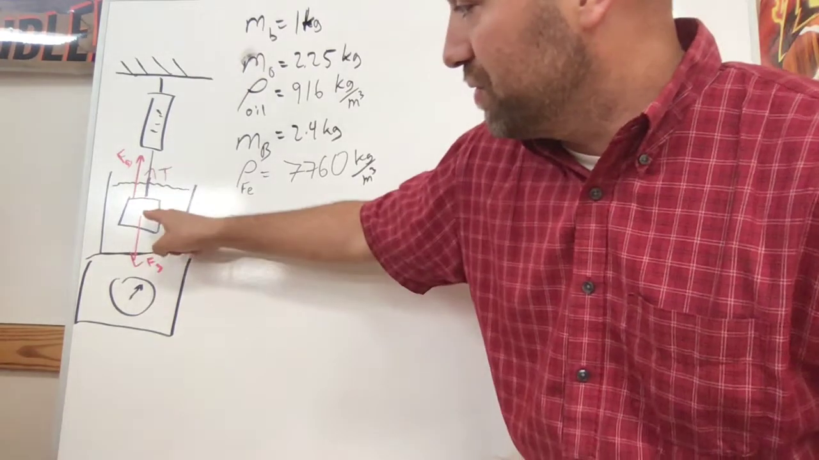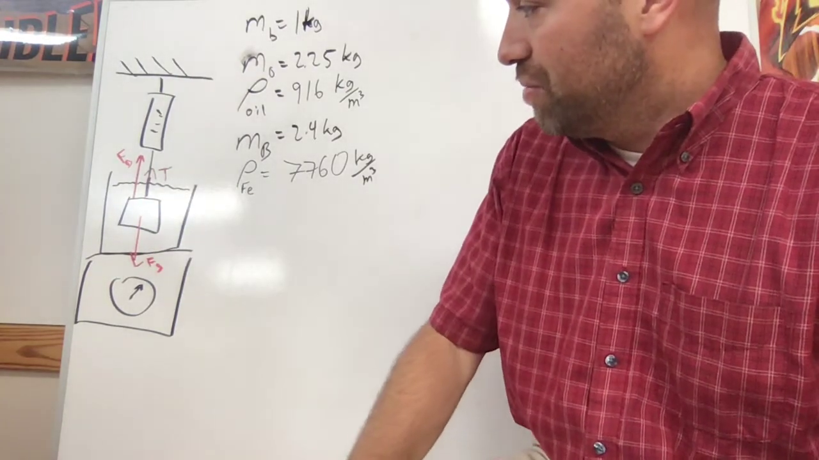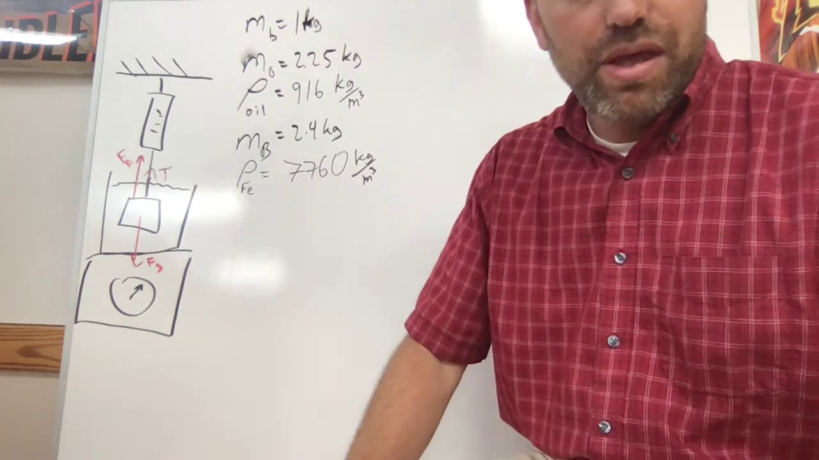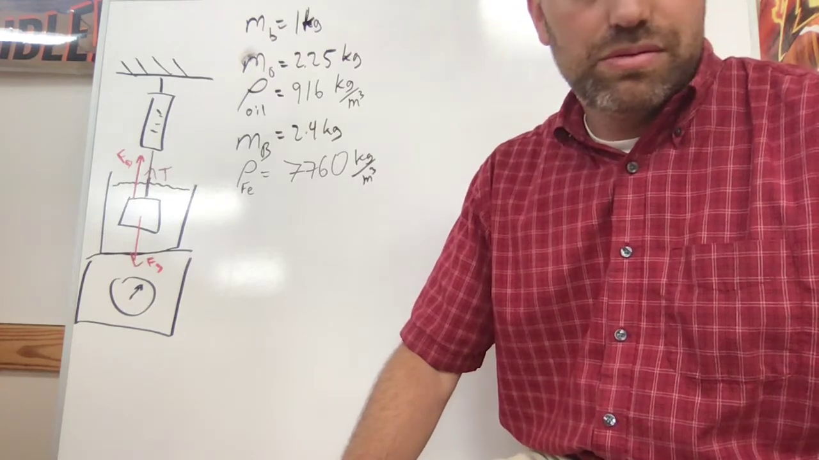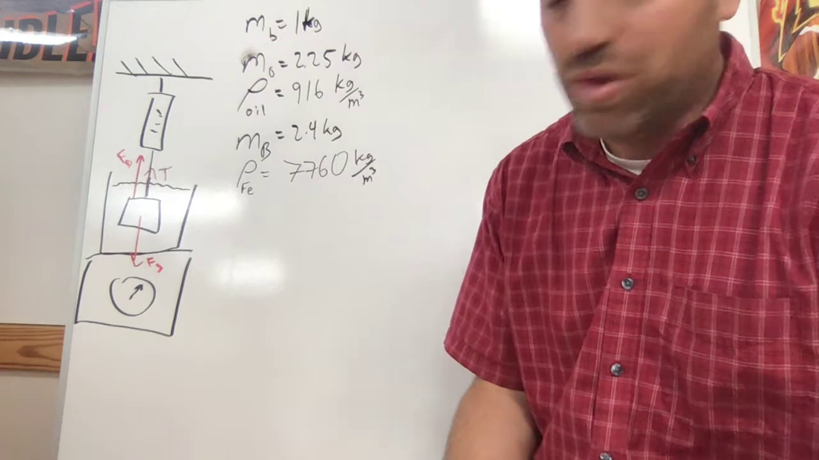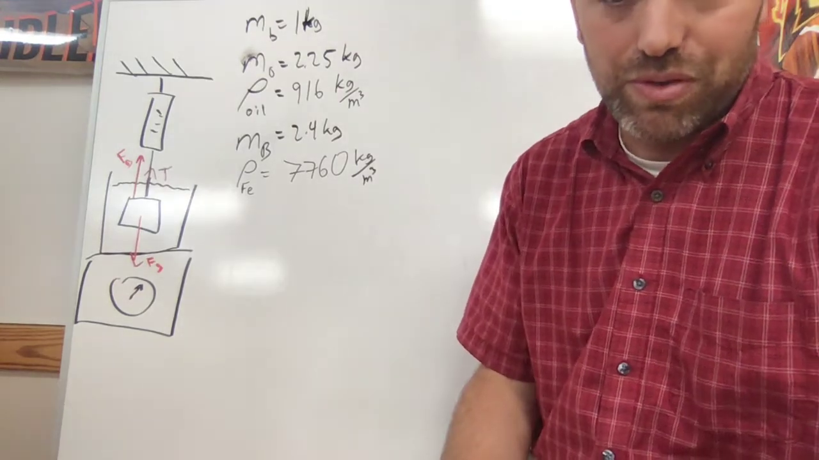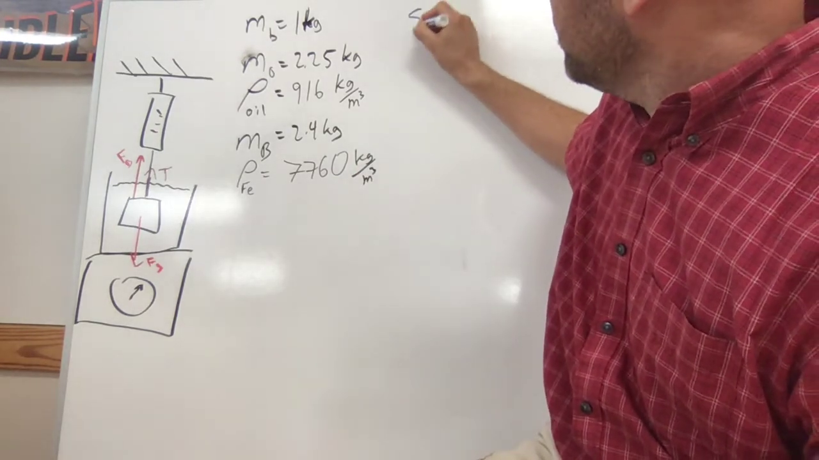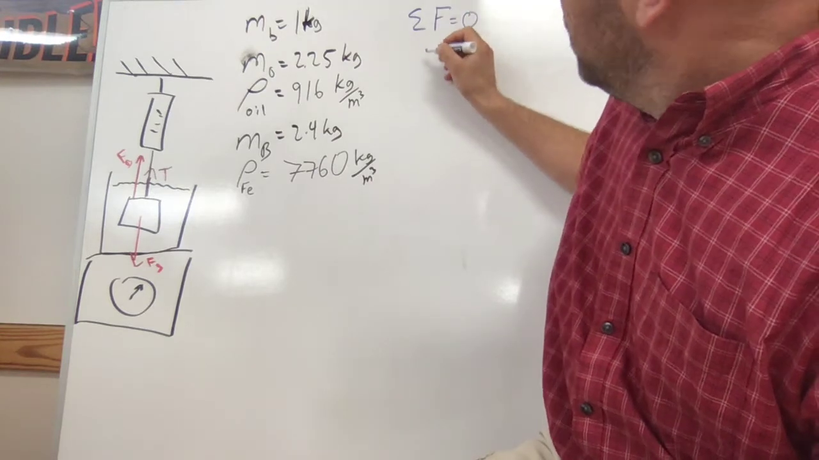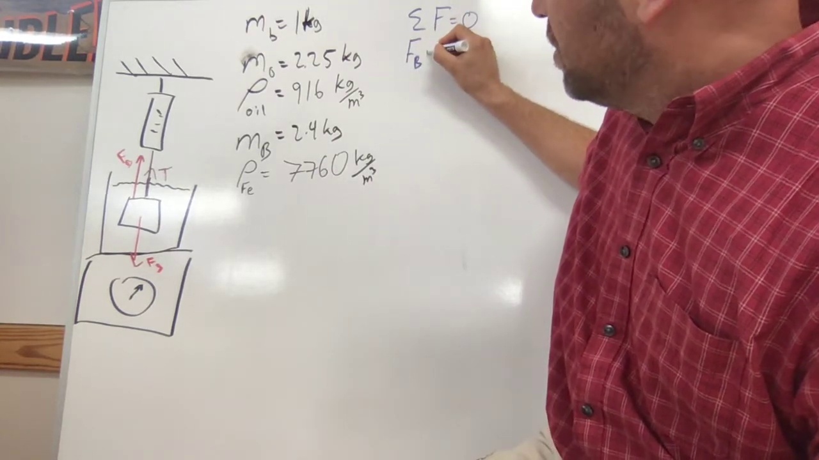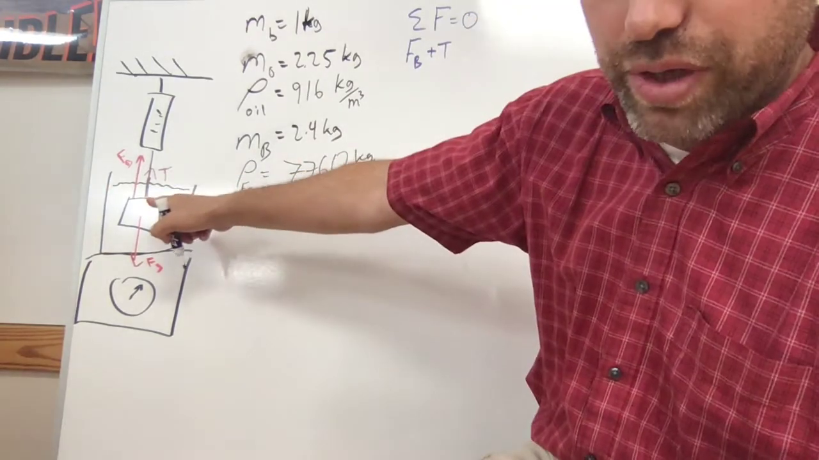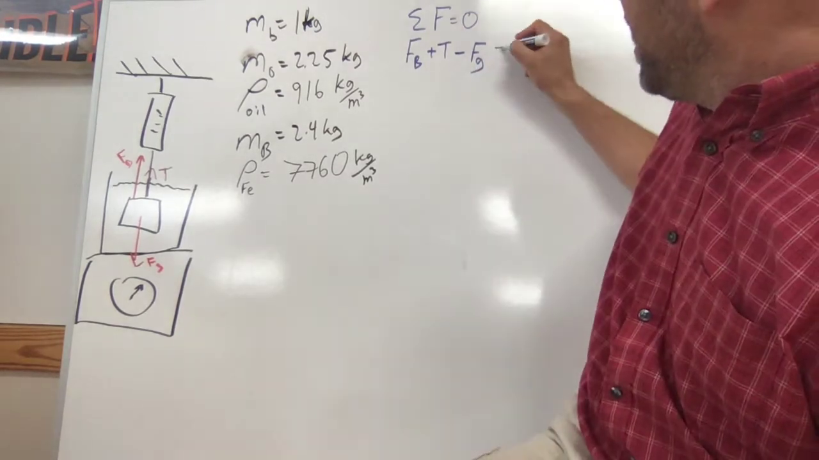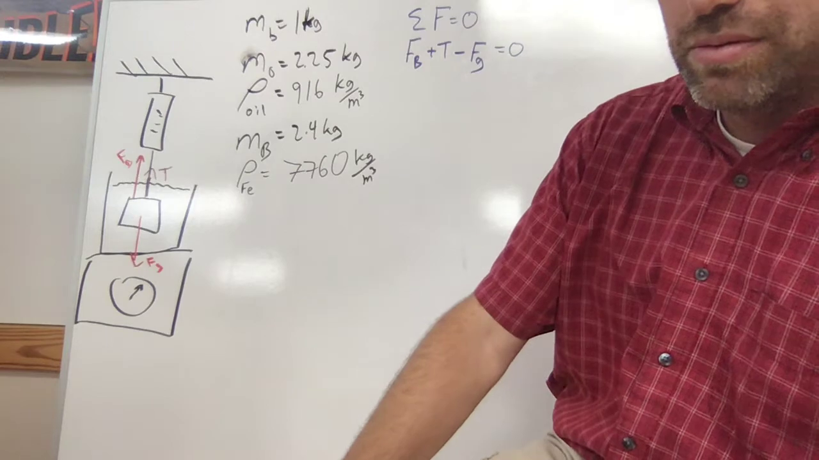So these are your three forces on this: buoyancy, tension, and gravity. And now you apply Newton's second law. The sum of the forces equals ma, except there's no acceleration, so the sum of the forces equals zero. So you want to say the force of buoyancy plus tension, they're both positive because they're both going up, minus the force of gravity because it's going down. And these have to add up to zero.